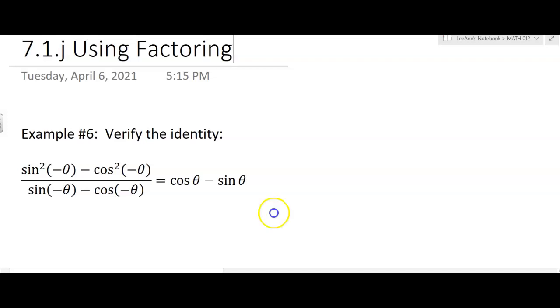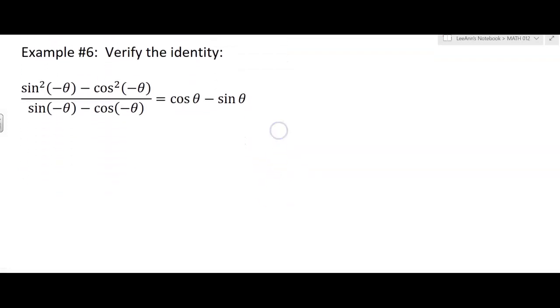Okay, so we're back to verify the identity. Okay, so we look at this. It looks like the left-hand side is more complicated, right? Okay, so I'm just going to write it out, though, so I can have a little more room. I'm just recopying this.